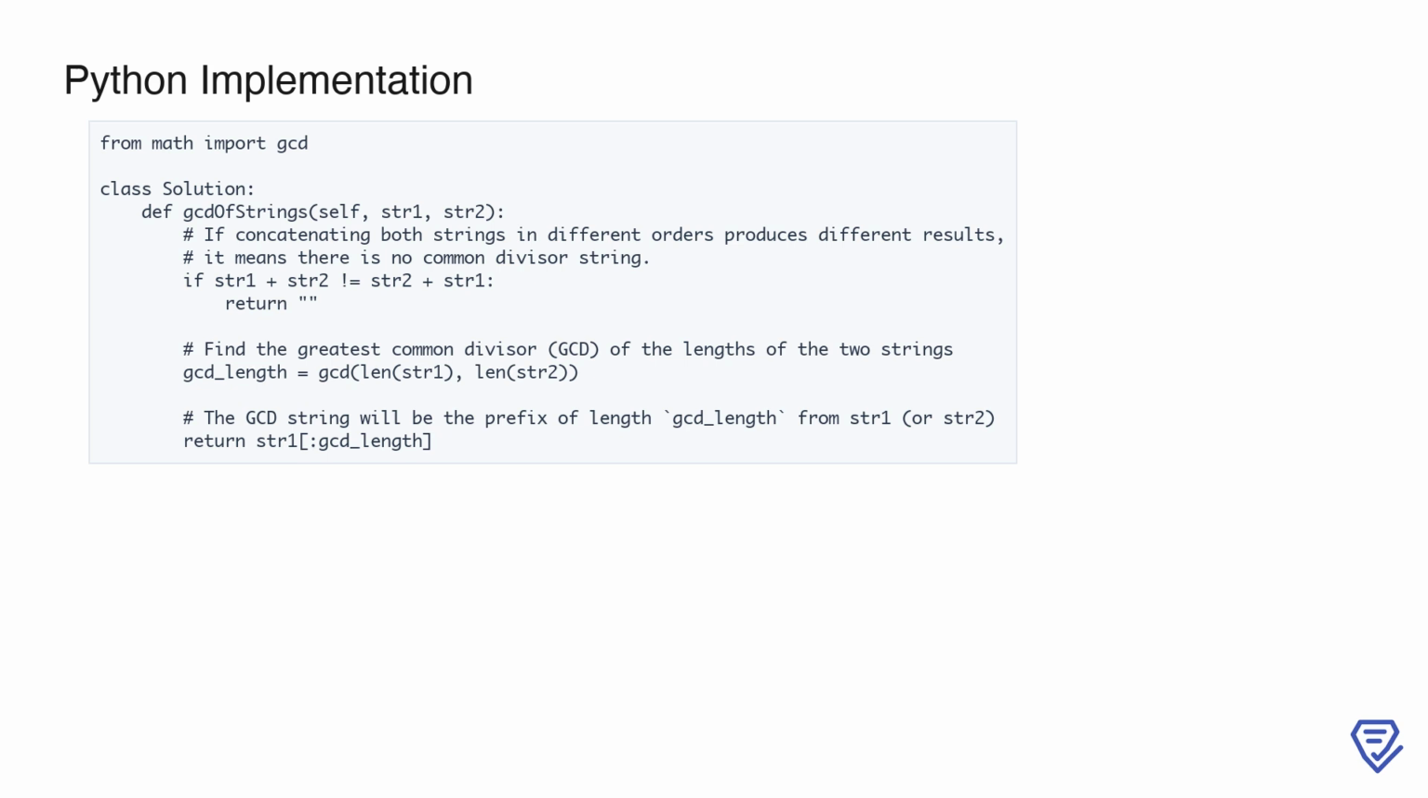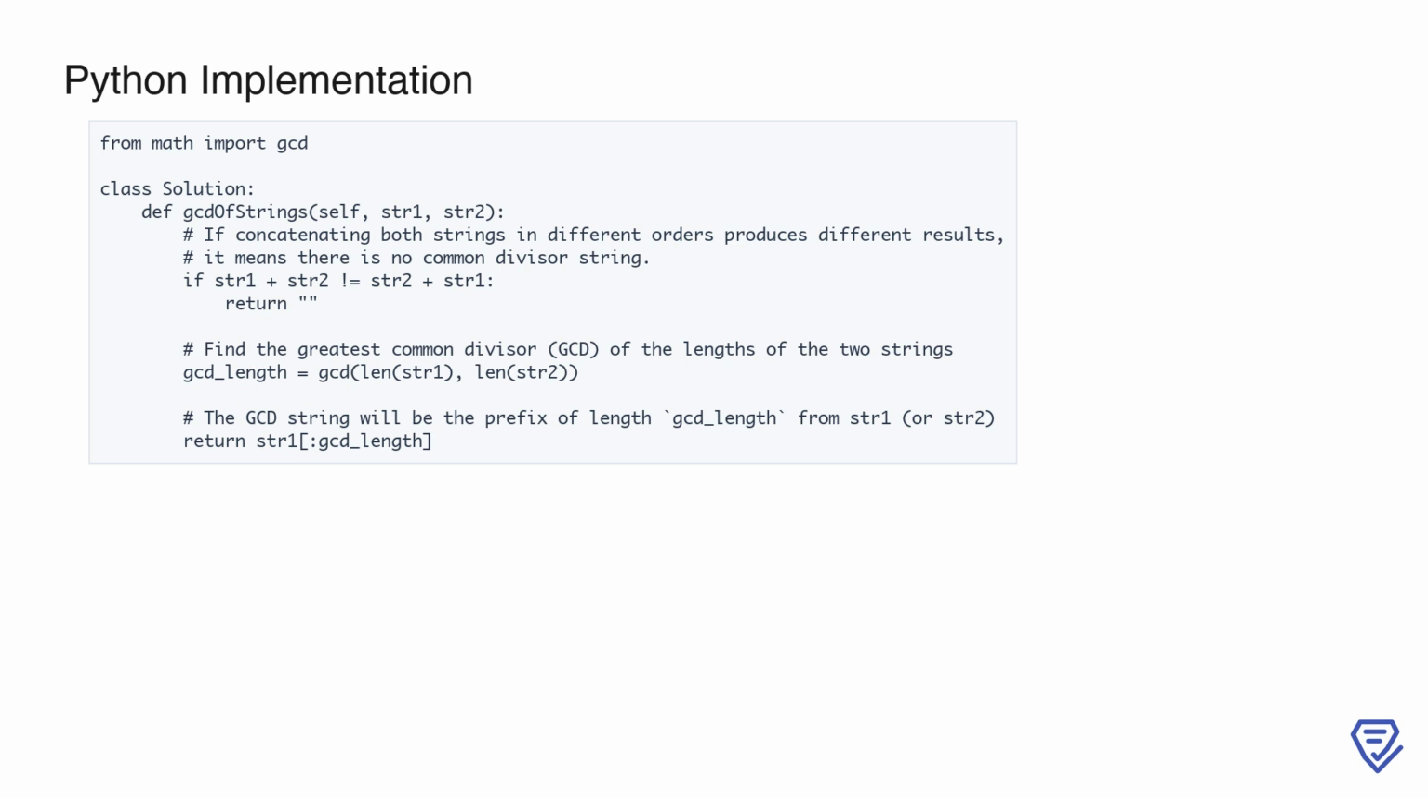Next, we calculate the GCD of the lengths of the two strings using Python's math.gcd function. This GCD represents the length of the largest string that can divide both str1 and str2. Finally, we return the prefix of str1 that corresponds to this GCD length. This prefix is guaranteed to be the greatest common divisor string because of the initial validation step and the properties of the GCD. This approach is efficient, as it leverages the mathematical properties of GCD and avoids unnecessary string manipulations. The overall complexity is dominated by the computation of the GCD and basic string operations, making it highly performant for large inputs.